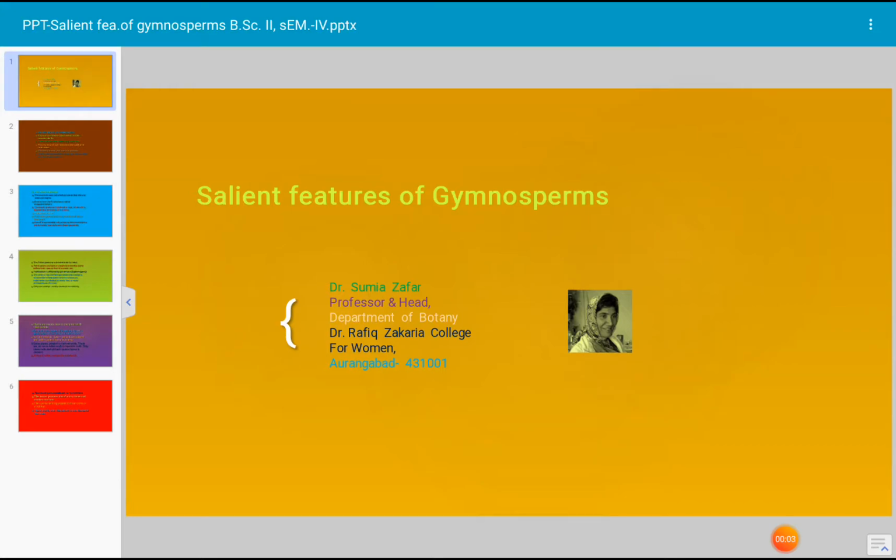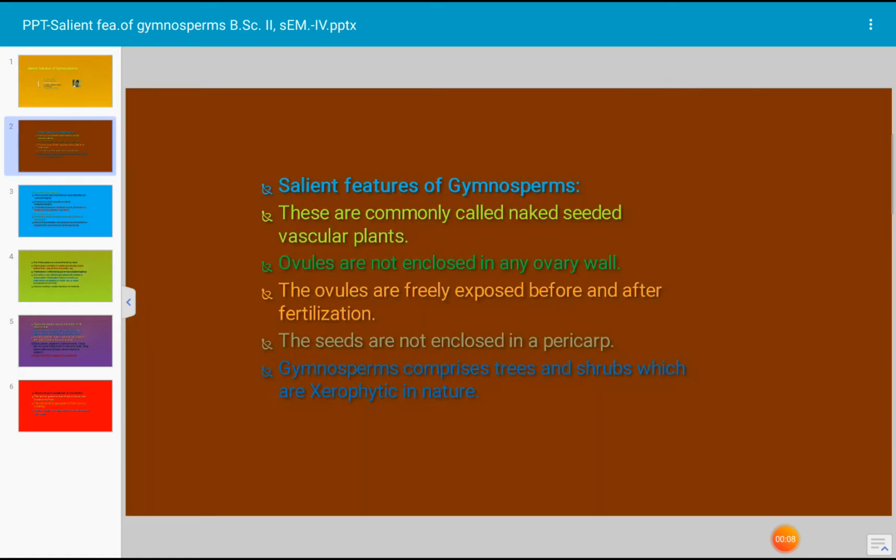Today's topic for discussion is salient features of gymnosperms. Let us see the salient features of gymnosperms. The gymnosperms are commonly called naked seeded vascular plants.